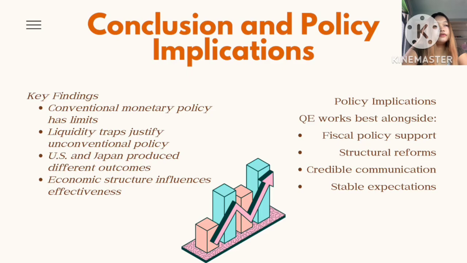In conclusion, quantitative easing emerged because conventional monetary policy became increasingly constrained near zero interest rates. The comparison between the United States and Japan demonstrates that similar policy can produce very different outcomes depending on economic structures and expectations. Our analysis also suggests that monetary expansion alone may not fully restore growth when structural problems persist. Therefore, the most effective policy approach often combines quantitative easing with fiscal policy, structural reforms, and credible communication strategy. Ultimately, QE should be viewed not as a replacement for conventional policy, but as an additional tool designed for extraordinary economic conditions.